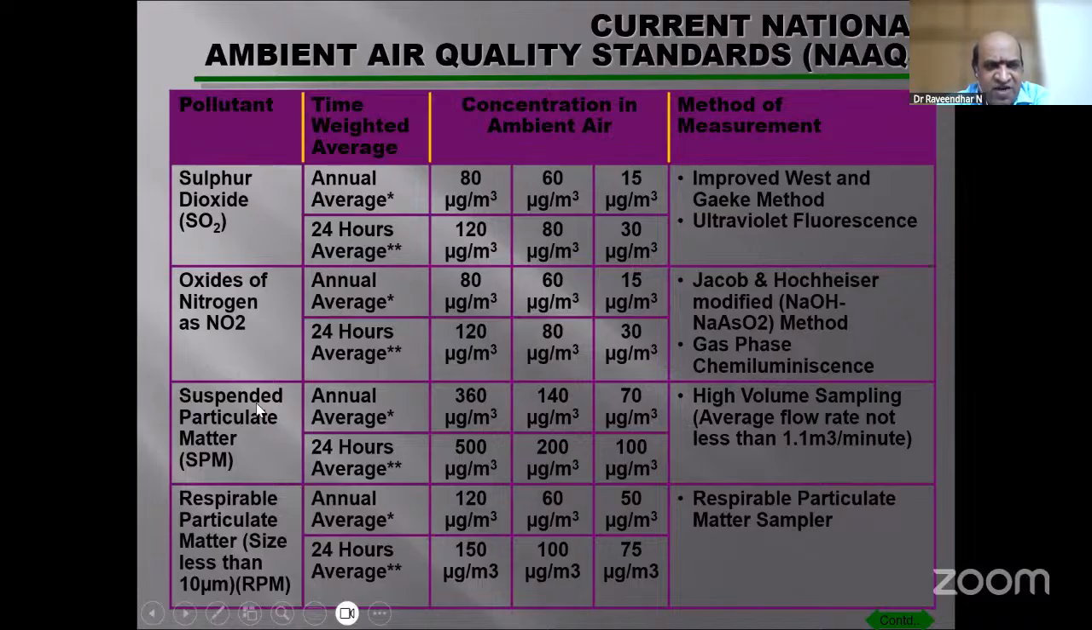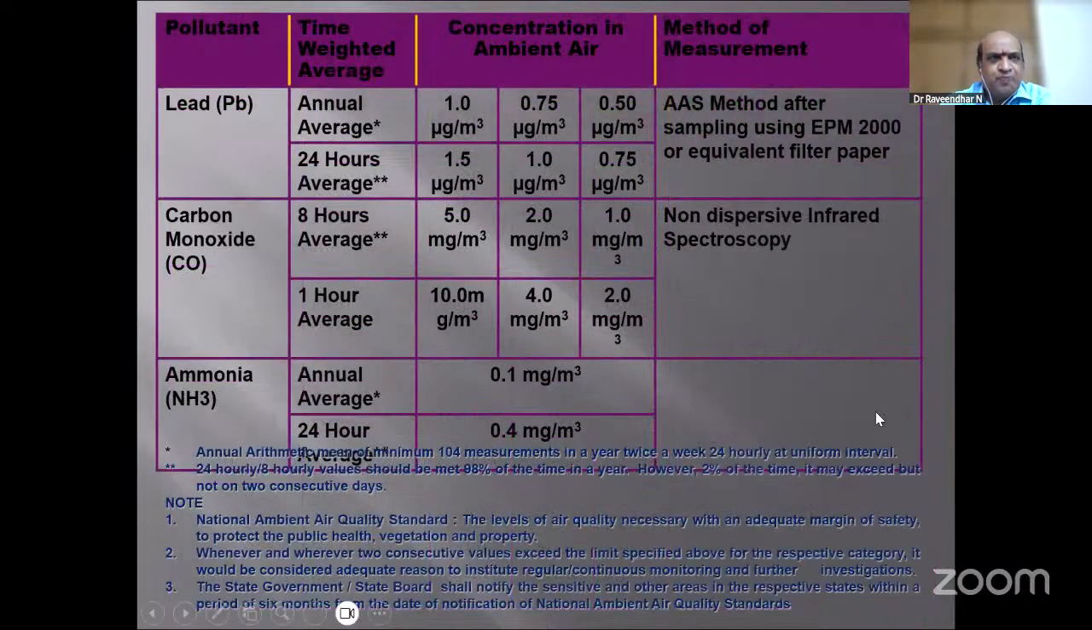Suspended particulate matter, that is the higher-level dust, the settleable dust I told you about: the limits are 500, 200, 100, and 360, 140. Respirable dust, that is PM10, we have given 120, 60, 50, 150. Then we have given lead also. Lead is very, very important. For lead we have given limits of 1.5, 1, 0.75.